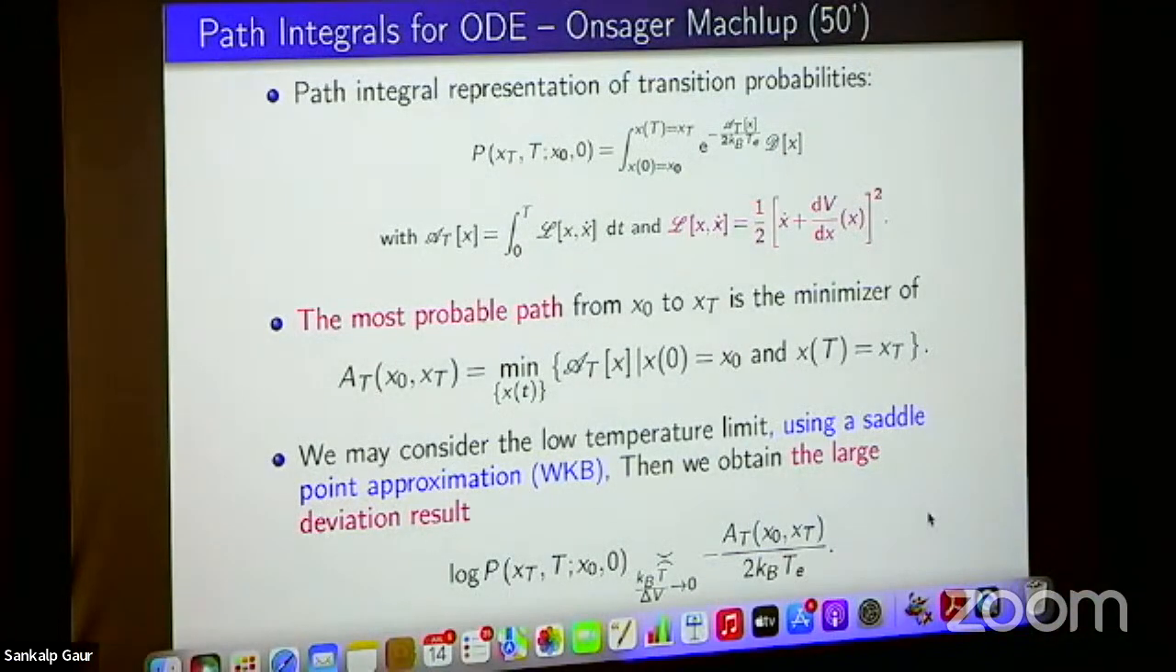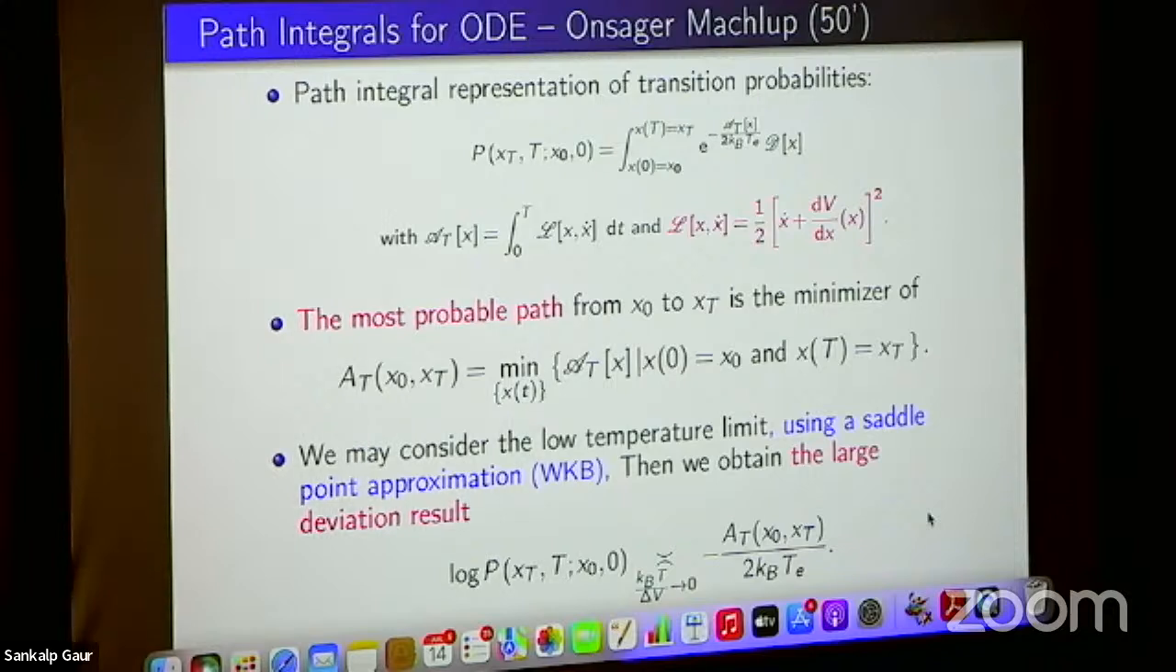And that's it. You can conclude that you have a large deviation rate function where when kBT goes to 0, the log of the transition probability is equivalent to this action, this minimum, divided by 2 kBT. Okay, so it's very, very simple and very straightforward.